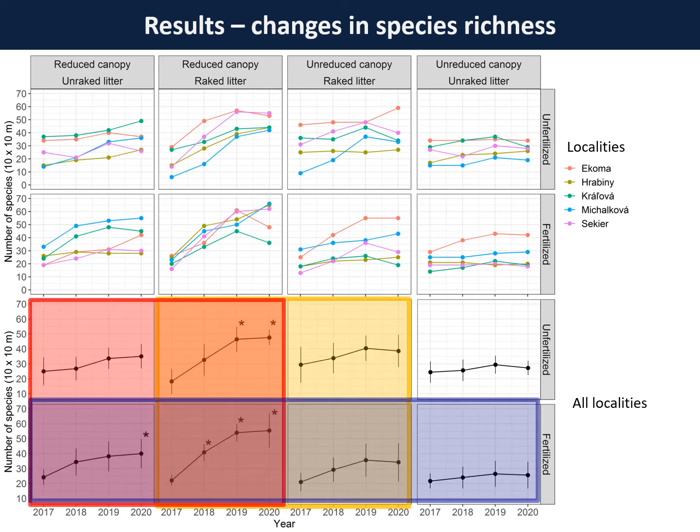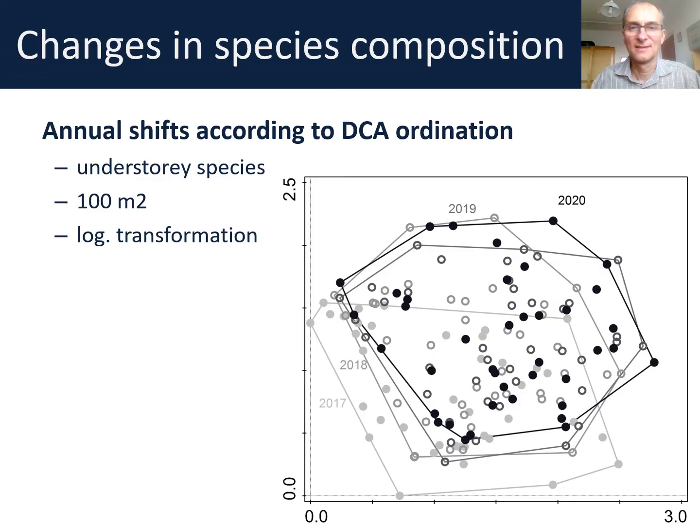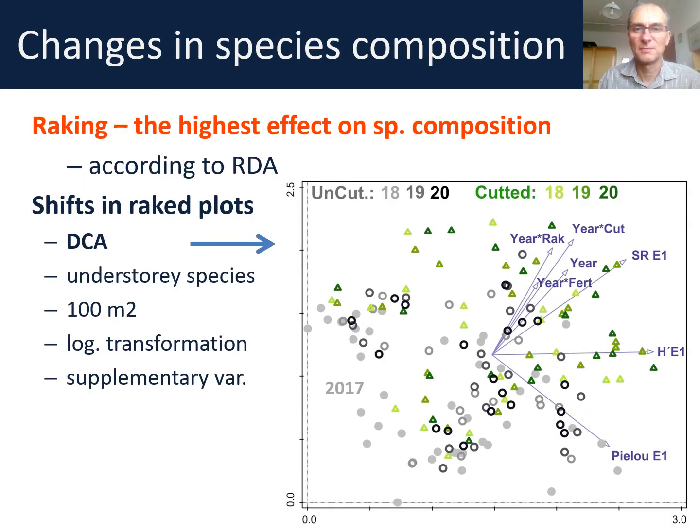However, significant increases were found only when 2 or 3 treatments were combined in plots with reduced canopy. Significant was also a shift in species composition of the understory, which is apparent already in the second year in DCA ordination space. Among treatments, the highest effect on species composition change was shown for raking by testing interactions with year in redundancy analysis. Raked plots, marked as green triangles, are apparently shifted in the ordination space of DCA compared to the original positions of plots from 2017, which are marked by full circles in a light gray shade.